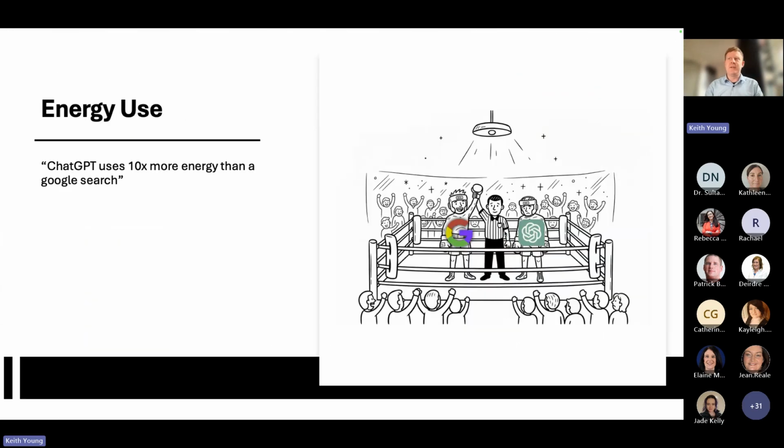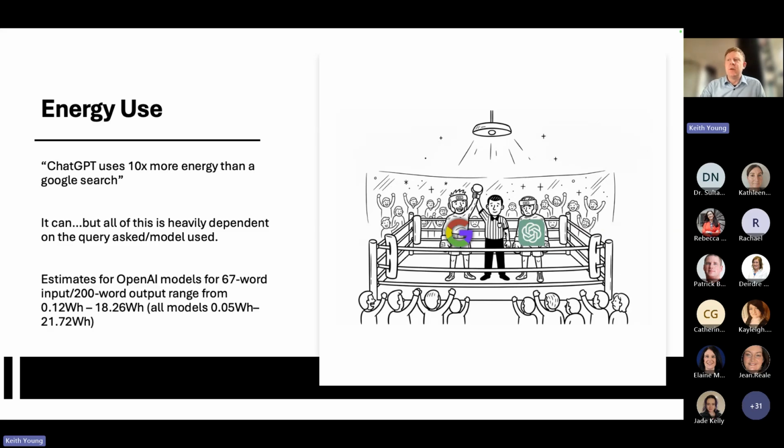The other thing I would point out is that another commonly used claim is that ChatGPT uses 10 times more energy than a regular Google search. And that's true, but all of it, again, is heavily dependent on the query that is asked and the model that is used. So if we look at the estimates for OpenAI from the same group that I got those stats from before, for OpenAI models, for a 67-word input and 200-word output, the range is anywhere from 0.12 watt hours to 18.26 watt hours, and for all models, 0.05 watt hours to 21.72 watt hours.